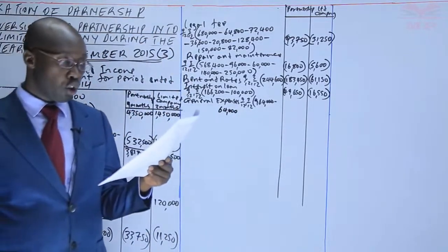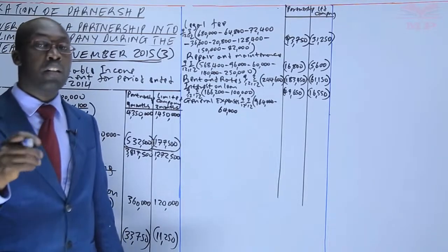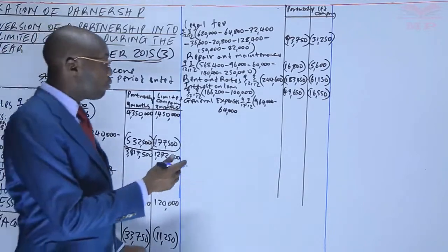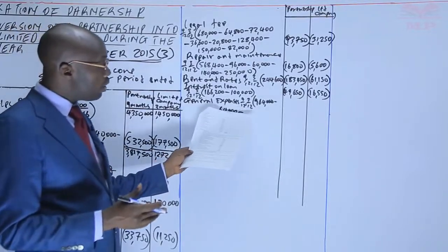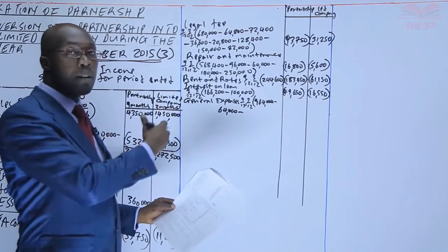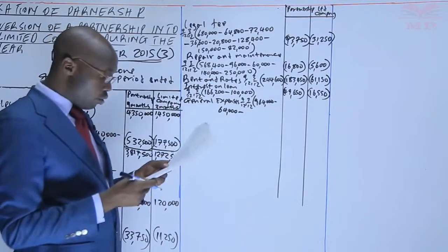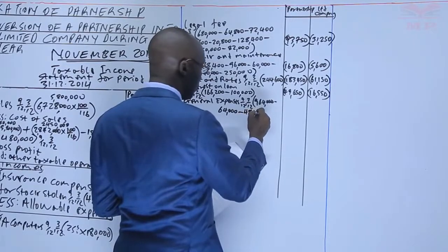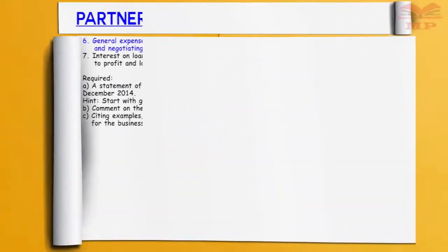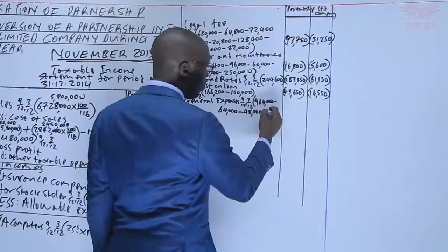Also, flotation cost of 48,000. We said flotation cost is for the shares, and it is usually for the company. So this one, we have to remove it from here. Although we said it's allowable on the company, the figure that we want to remain with is the one we apportioned, the one relating to the company and the partnership. This one needs to be taken to the company directly. So we need to first of all remove it from here, 48,000. Also, there was a cost of negotiating an additional piece of land for expansion, 56,000. That is also not allowable, a fixed asset.